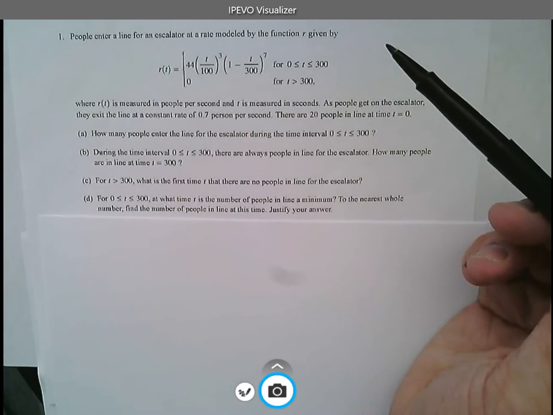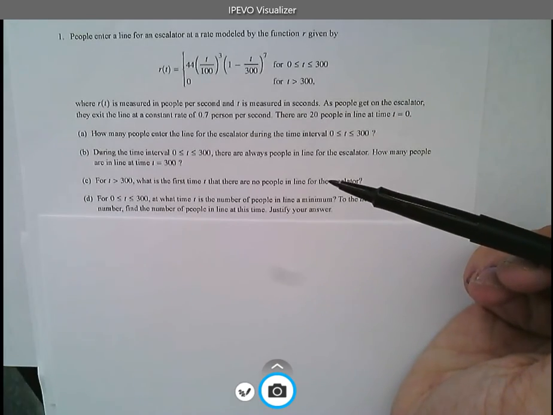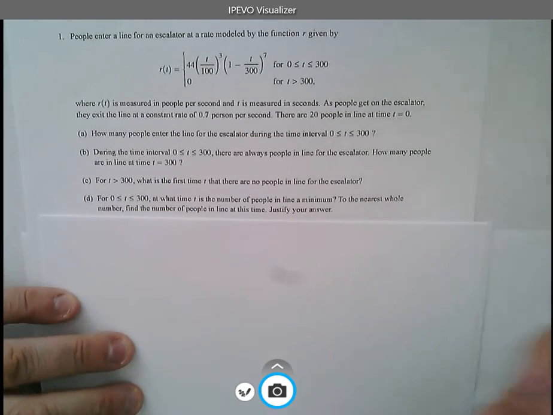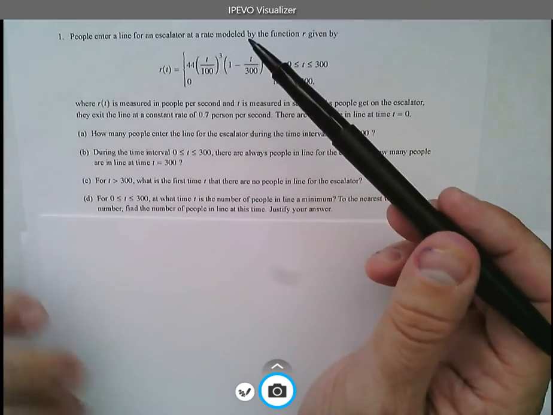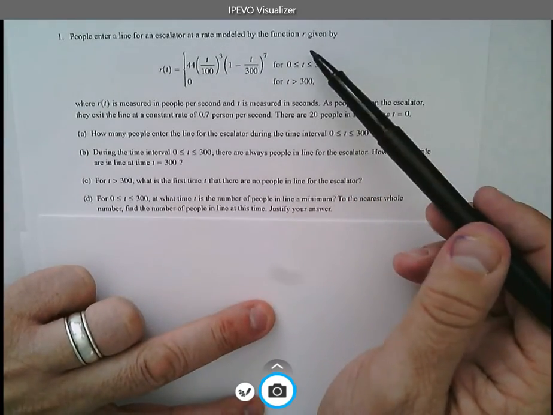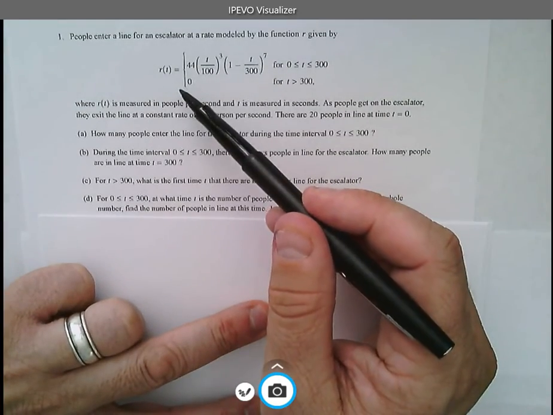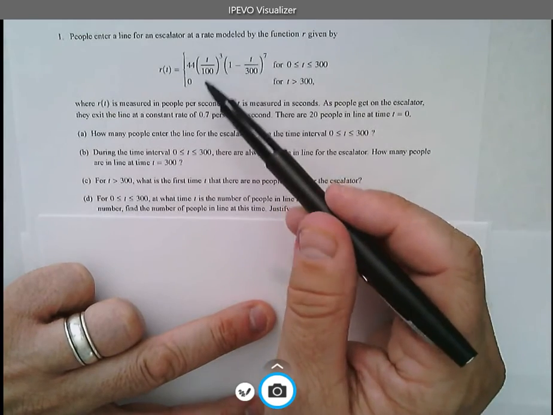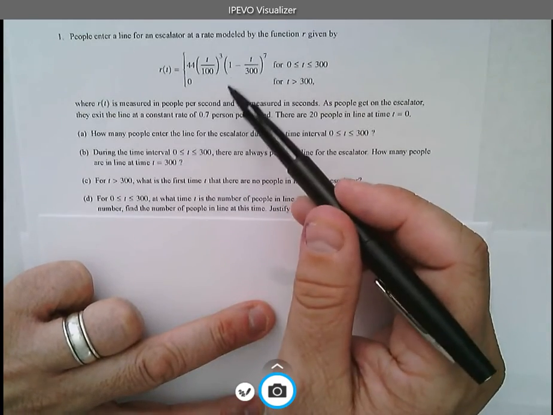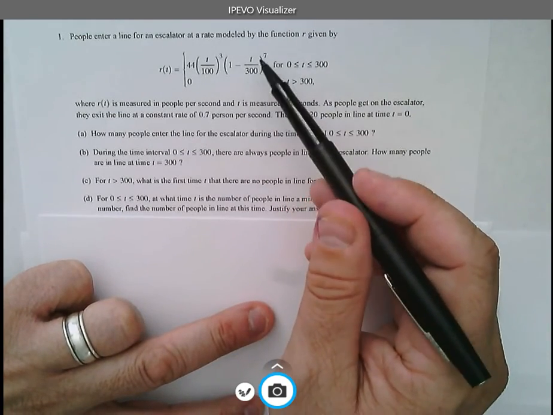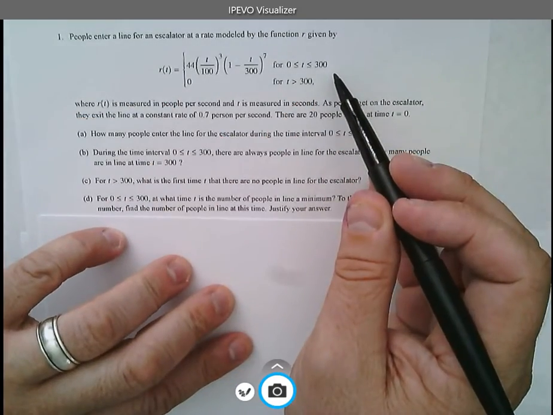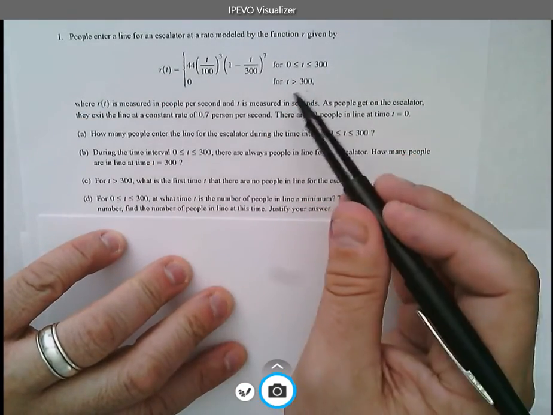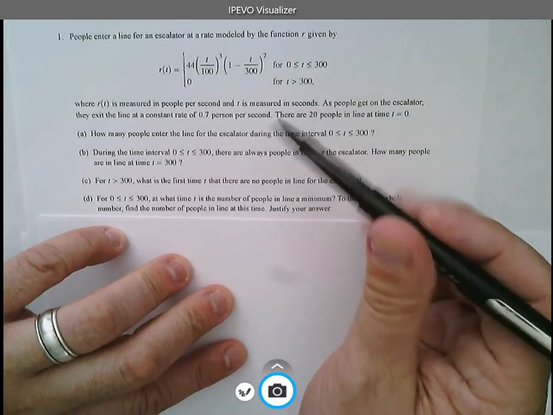It is calculator active, so make sure you get your calculator out. And let's go. People enter a line for an escalator at a rate modeled by the function r, given by r of t equals 44 t over 100 cubed, times the quantity 1 minus t over 300 to the 7th power for the time interval 0 less than or equal to t less than or equal to 300, and then 0 for t greater than 300.